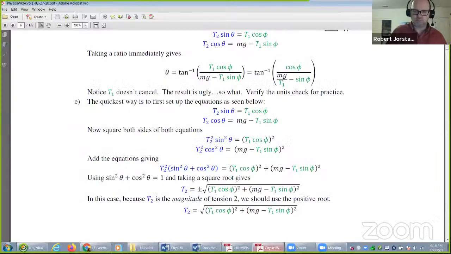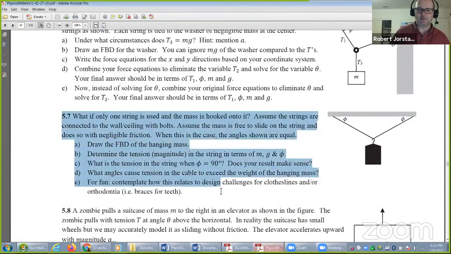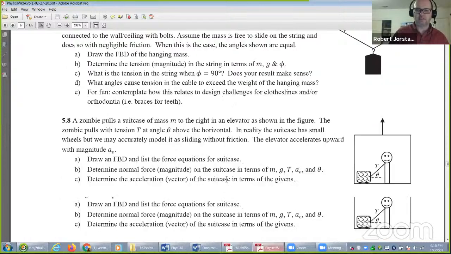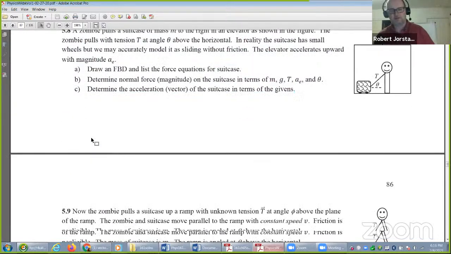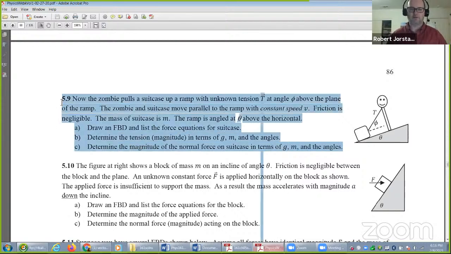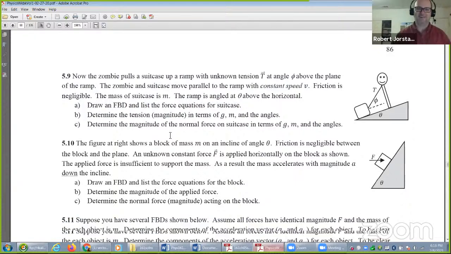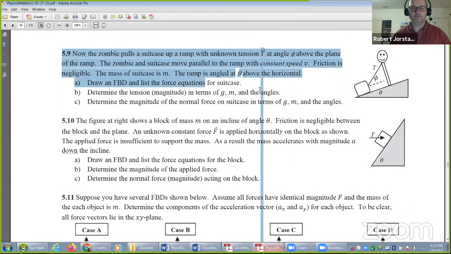So without further ado, let's go look at a problem. Let's look at 5.7, which is a fun one. You should look at the answer to that one. It's fun. Zombie pulling a suitcase. If you've ever wondered about zombies pulling suitcases in elevators, this is the problem for you. Great. Let's start with zombies pulling suitcases up a ramp. Very different problem. Much, much more important. So whatever. All right. So 5.9.